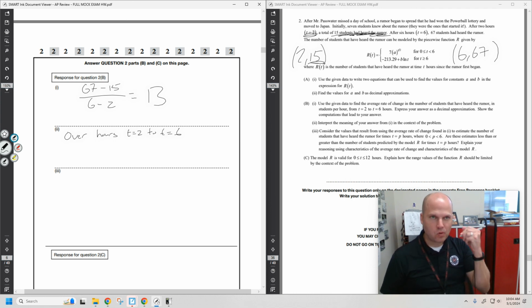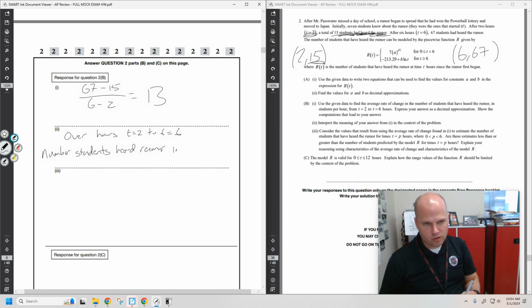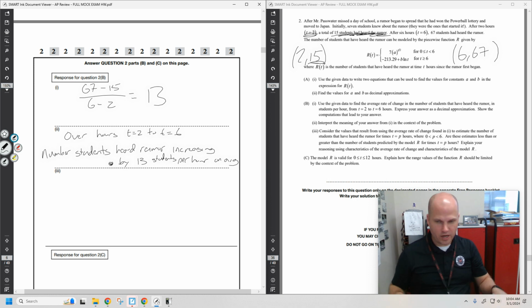The number of students that have heard the rumor is increasing by 13 students per hour on average. Okay, write neater than I do.